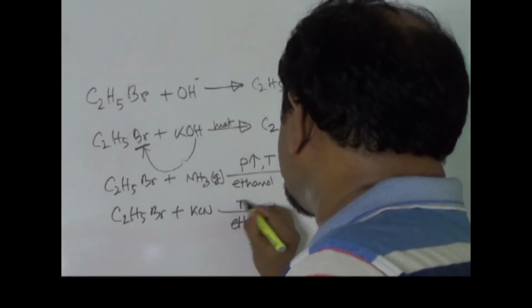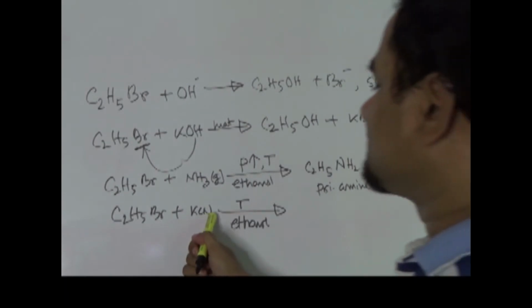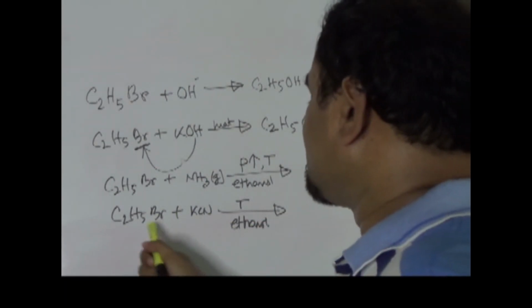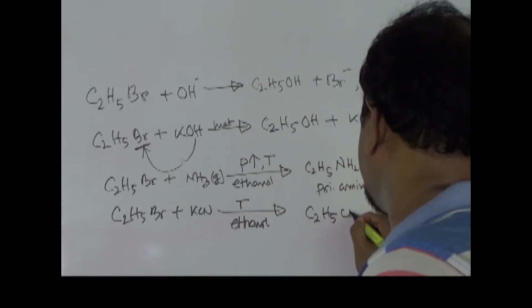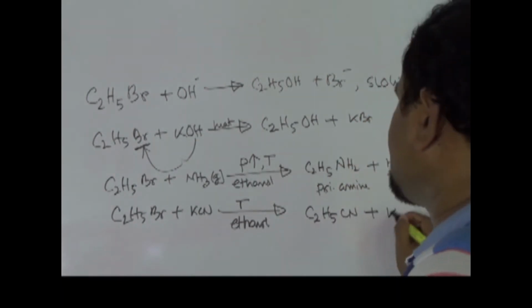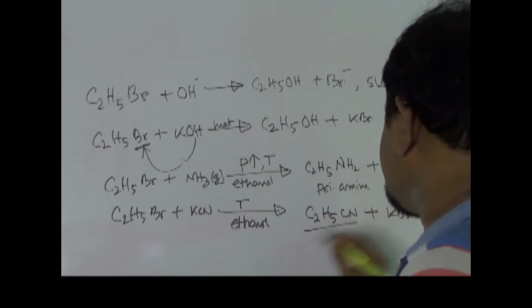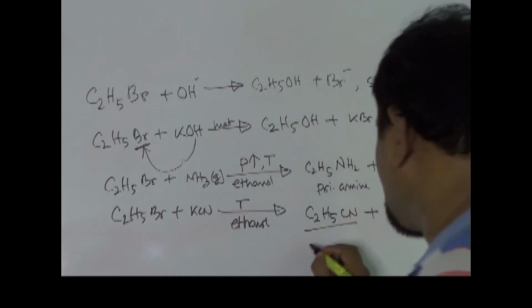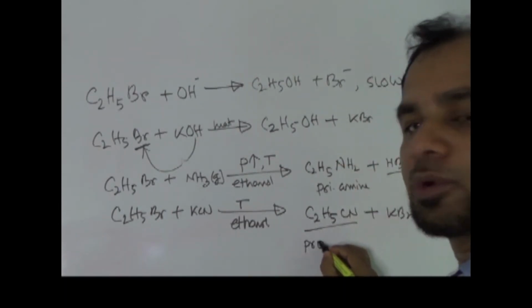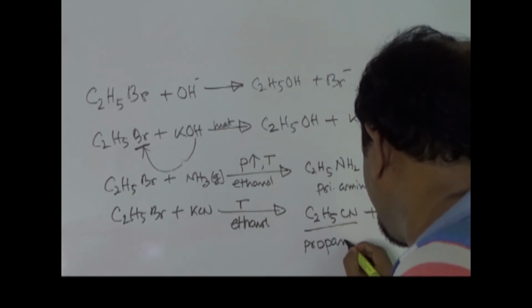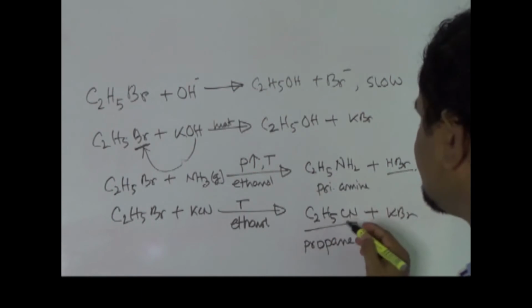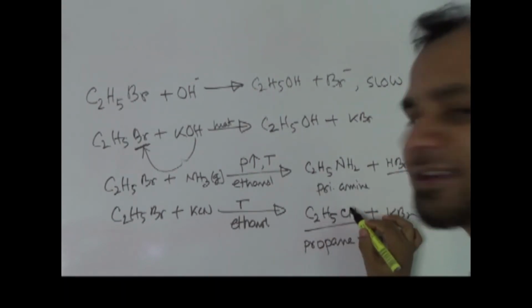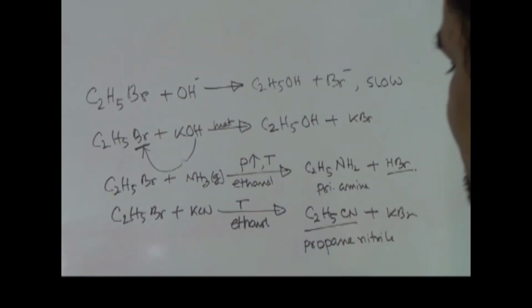And high temperature is needed in this reaction. The CN will replace Br. So the product is C2H5CN plus KBr. In this reaction, this is called nitrile compound, propane nitrile. In this reaction, the carbon number has increased, so this is called chain elongation reaction.